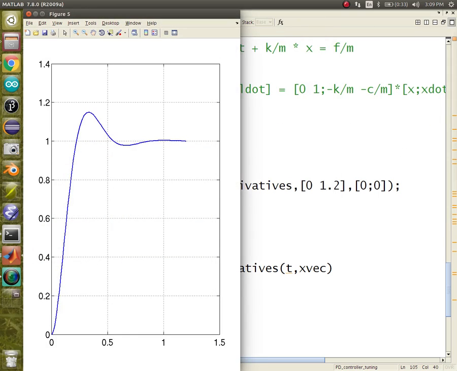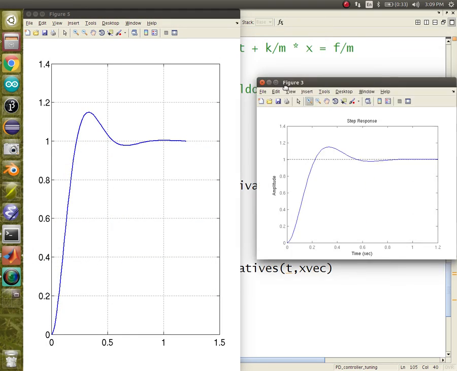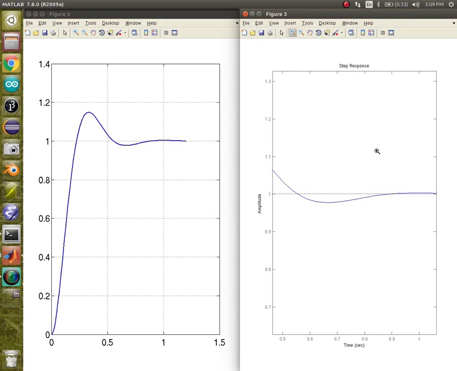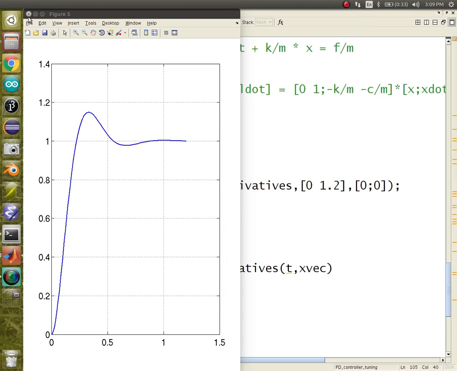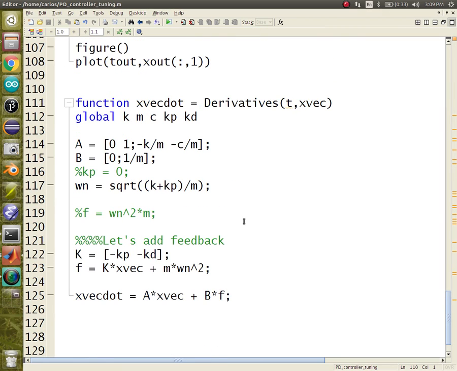And there is my state space solution, and here is my transfer function method. So it worked. We got it. I'm sure there'll be a million questions.